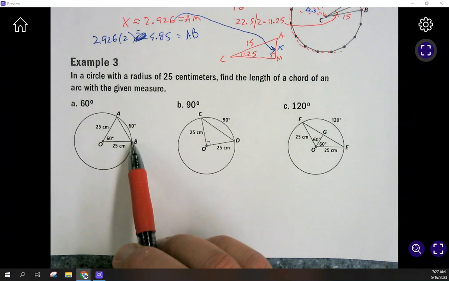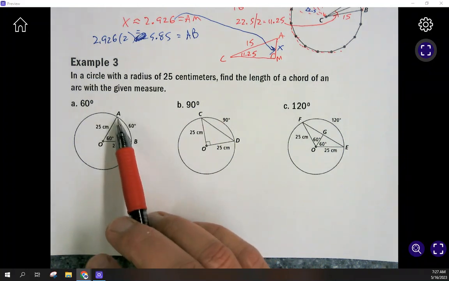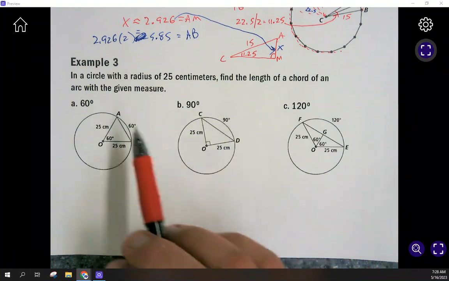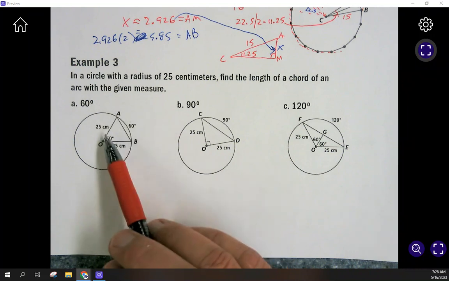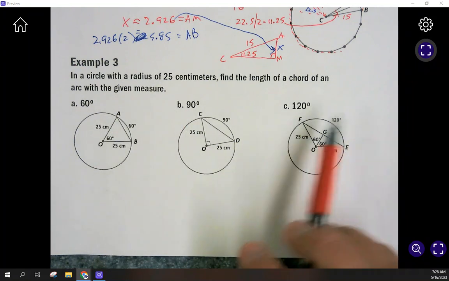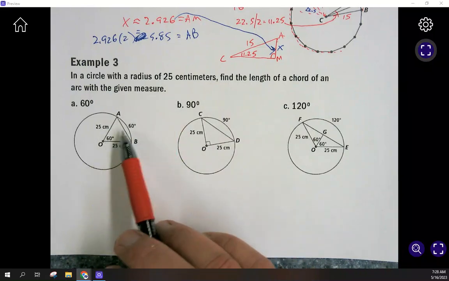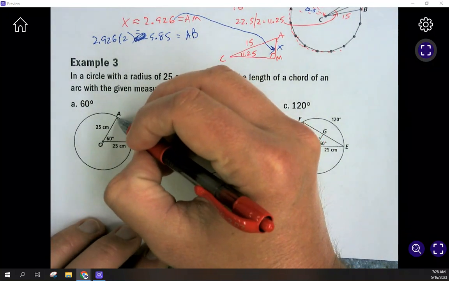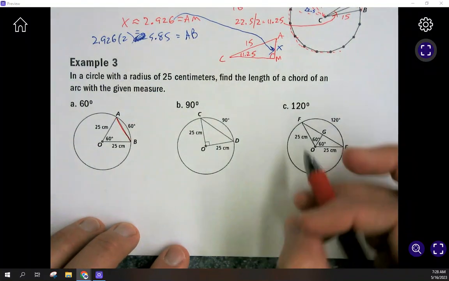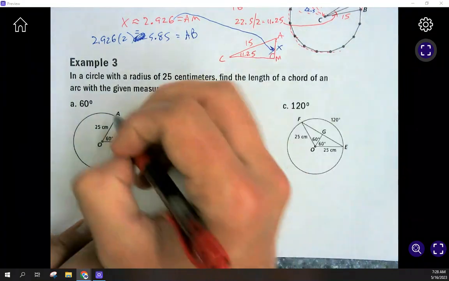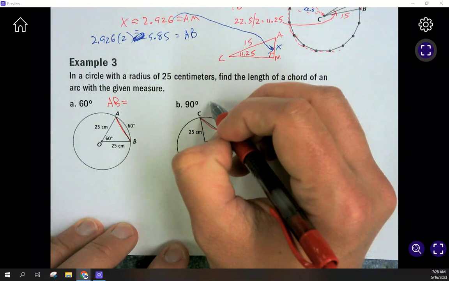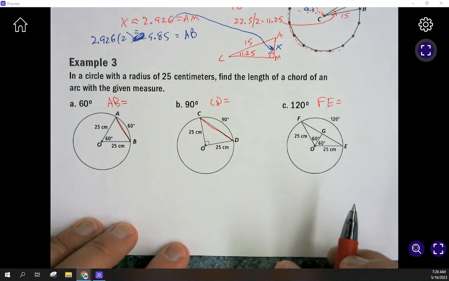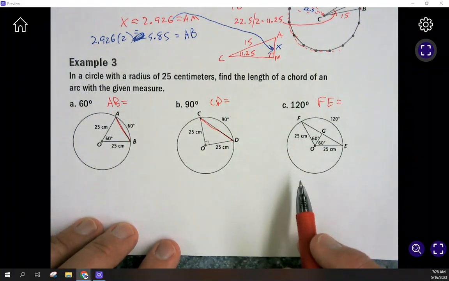So find the length of a chord of an arc with the given measure. So here we have a 60-degree arc. If you were going to draw this, you know what 90 looks like. 90 is 1/4 of your circle. So 60 is going to be a little less if you had to draw this yourself. The radius of all the circles is always going to be 25. And we know if the arc is 60, the central angle is 60. So we're trying to find the length of the chord. So AB in this picture, CD in this picture. Final answer is going to be AB equals this, CD equals this, FE equals this. And they're all going to work a little differently depending on the angles that we've got.